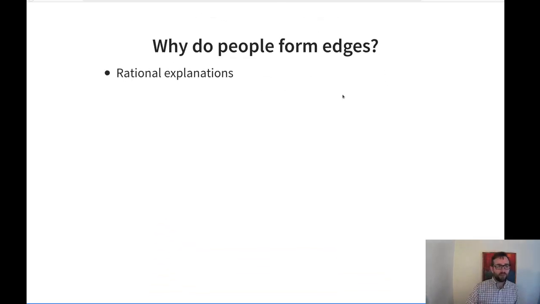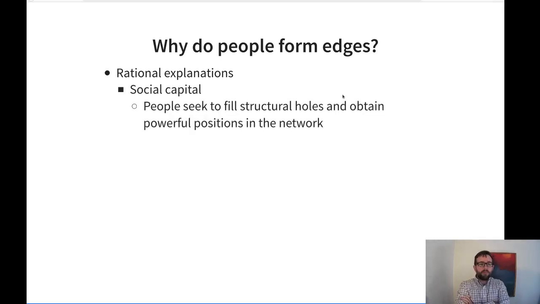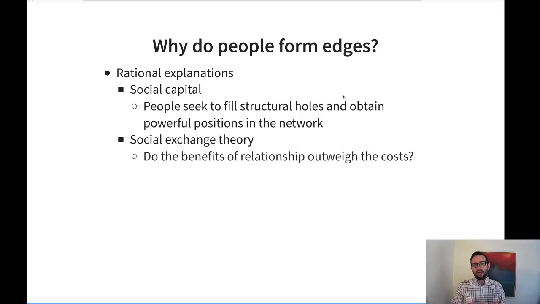So other theories about why people form edges, some are based in a rational choice theory of human behavior. One of these is social capital, which we'll talk about a lot more. We talked a little bit about structural holes, this idea that there may be places in a network where people aren't connected, and by becoming the connector between groups, you can gain power. And so you form relationships not because you want that power, but because you have an opportunity to gain power or leverage. Social exchange theory is similar, but instead of looking at the broader network and connecting groups, it says that people look at individual relationships and think, do the benefits of this relationship outweigh the costs at more of a one-to-one level?